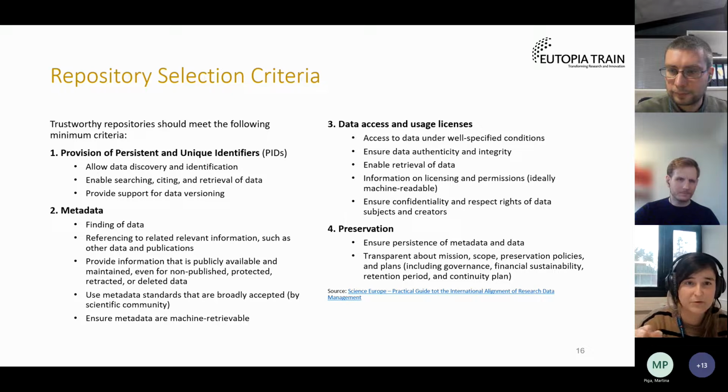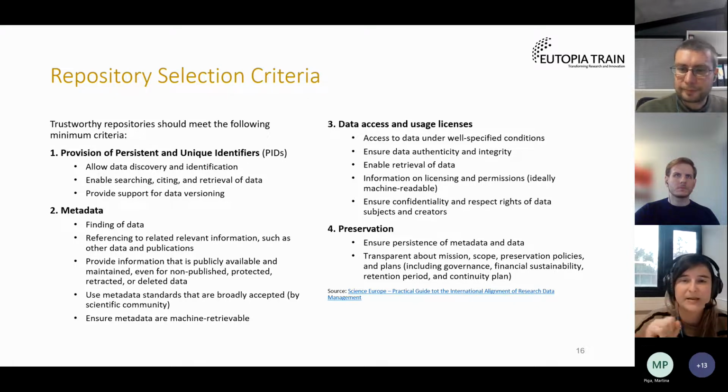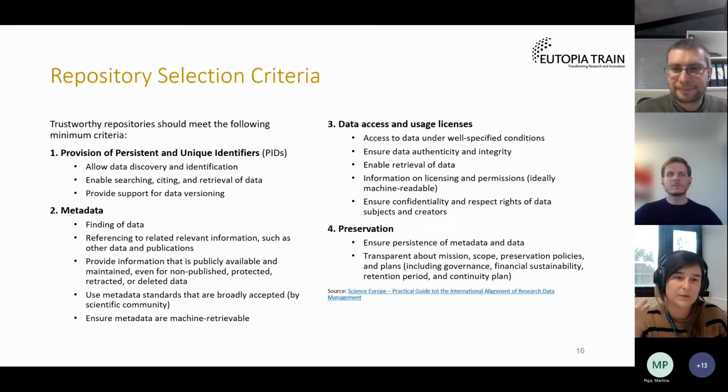I will just skim over a few of the selection criteria you can use to look into a good repository that fits your needs. For instance, one of the most important ones, again, is the persistent identifier. Then also the repository has to make use of metadata standards, and you should be able to provide metadata. Then also the data access and the usage licenses should be provided, and the repository should have a few preservation strategies to ensure that the metadata and the data can persist for the long term.